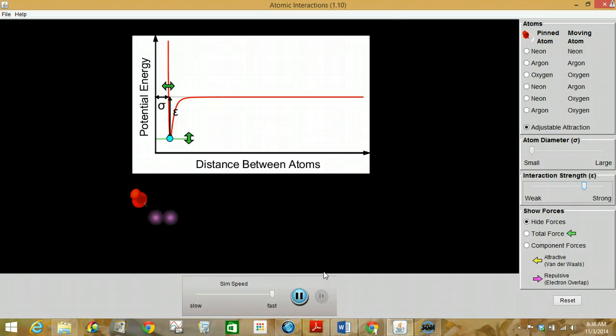and separate the moving atom to about here, and watch what happens. Now we're going to put the moving atom closer to the pinned atom.